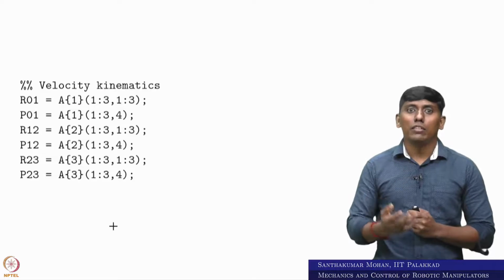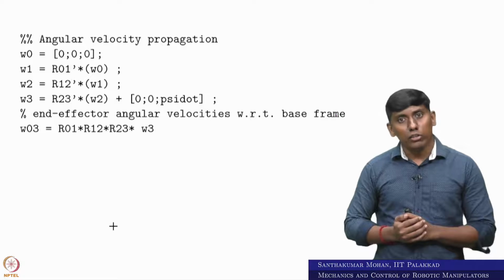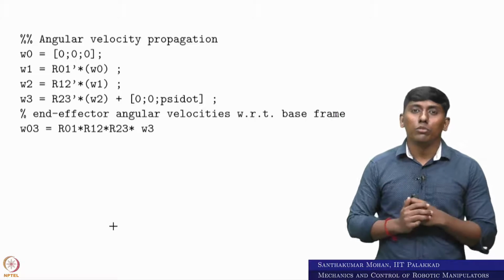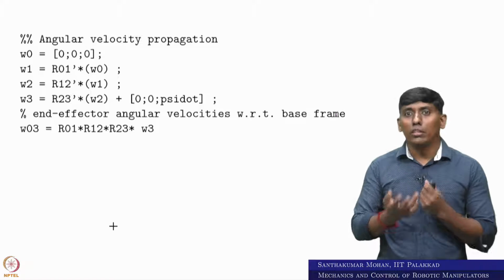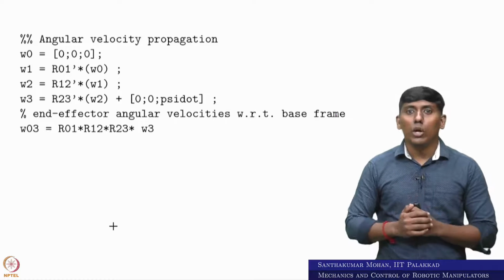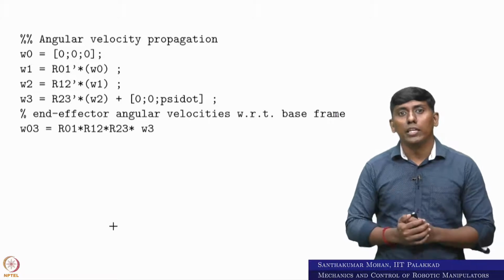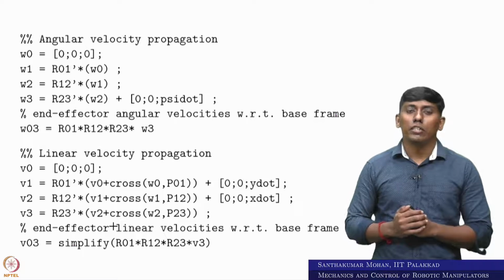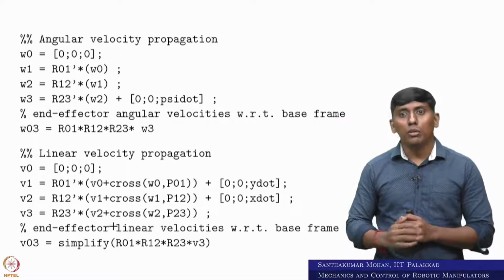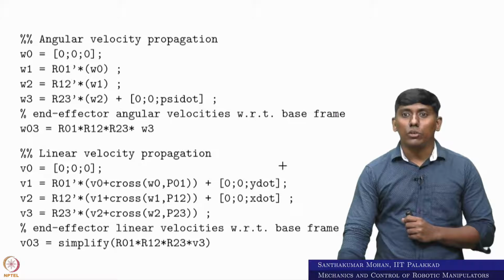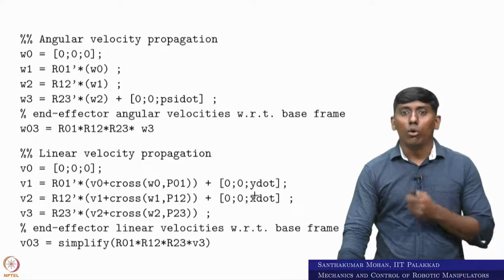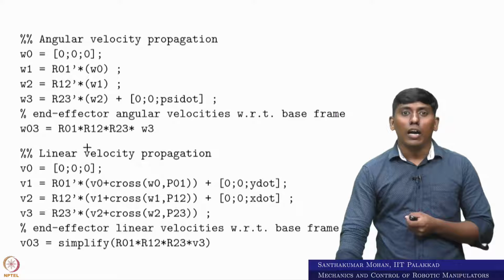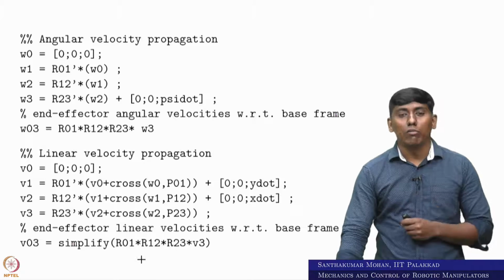Once we obtain this, we can use the angular velocity propagation, which is straightforward. Here you can see the first 2 joints are linear joints, so it is very simple. The third joint is rotary, that is also done. The same extension we can do for the linear velocity propagation. The first 2 joints are linear joints, you can see that y dot and x dot are added here, and then we can go across. In a similar way we can find the end effector velocity, angular velocity and linear velocity.